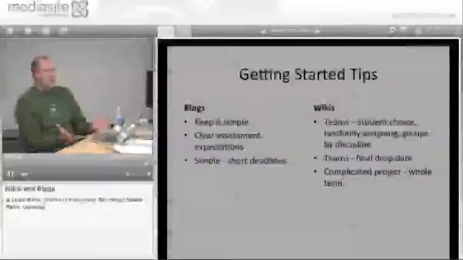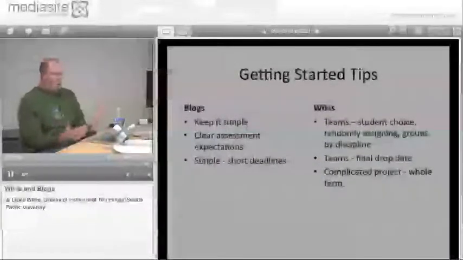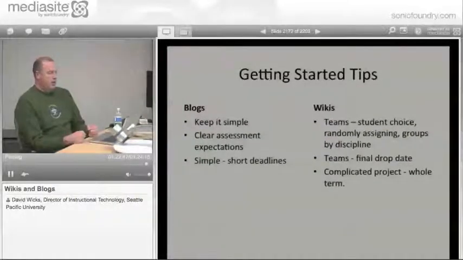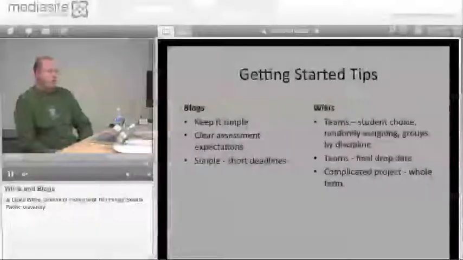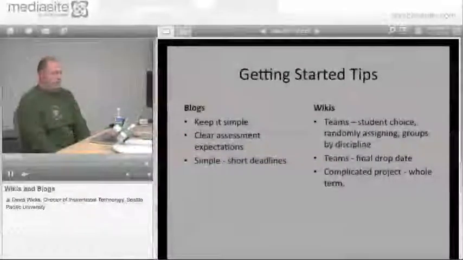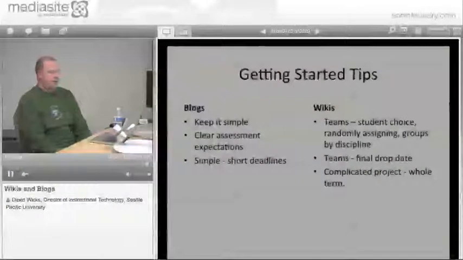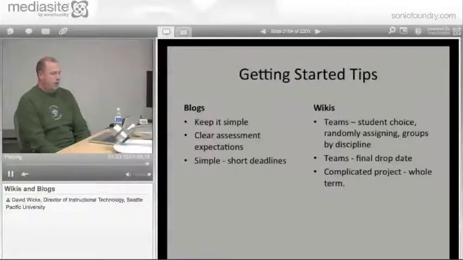In terms of the wikis, it's a team project. If you're using a wiki for an individual project, there are reasons to do that, but I really think the team aspect is important. You're going to have to come up with a way to find your teams. Whether you give students the ability to pick their own teams, or you randomly assign them, or you come up with some way to divide them, that's an important consideration. I can't just tell you random assignment works best, because it depends on the project, the situation, and the discipline, so I can help you with that if you have interest.